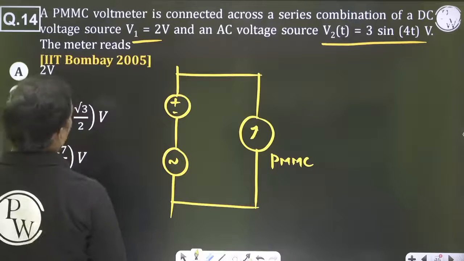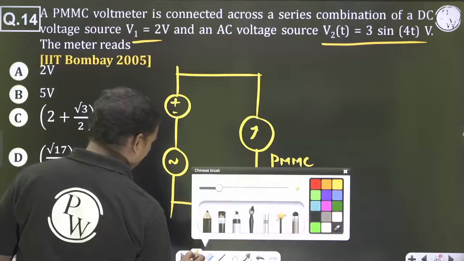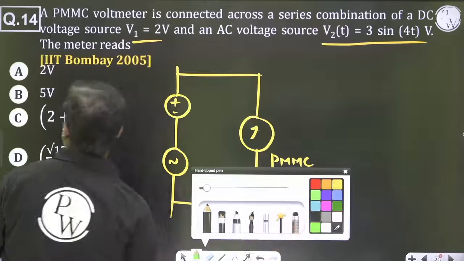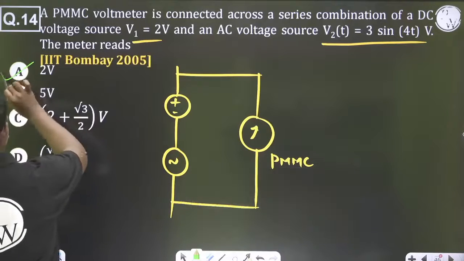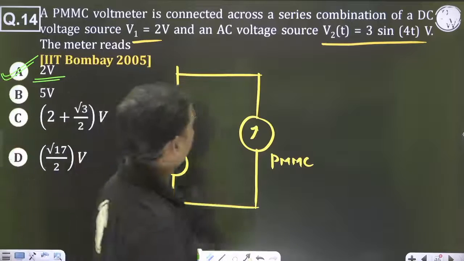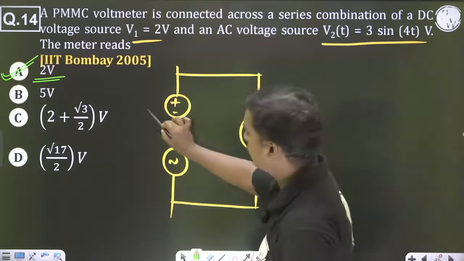PMMC means only DC. So obviously, what is the right answer? PMMC, don't miss the question. So the right answer goes to the DC.